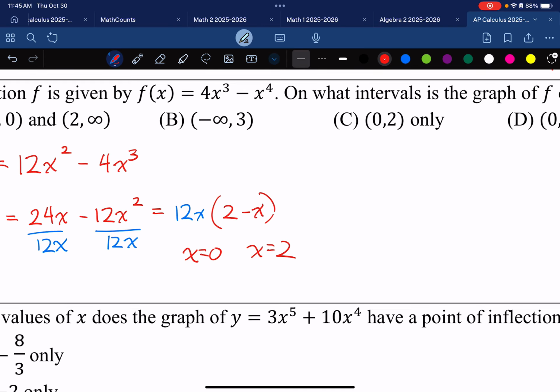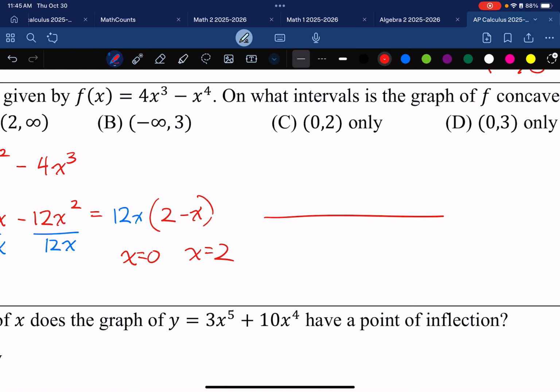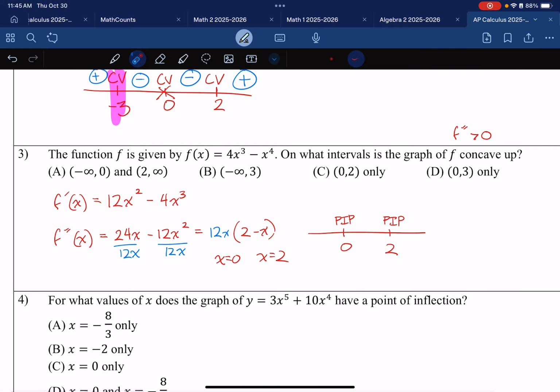So those are the different values that are on my sign chart as potential inflection points. I have a potential inflection point, a pip, at 0, and I have a potential inflection point, a pip, at positive 2. And from there, I'm going to re-look at the question. The question is asking where f double prime is greater than 0, so I need to look at positive and negative behaviors.